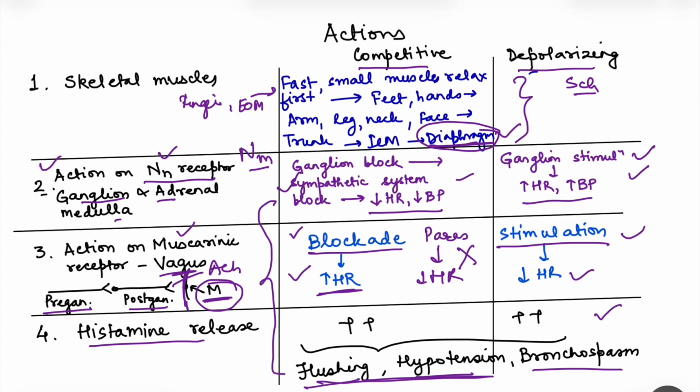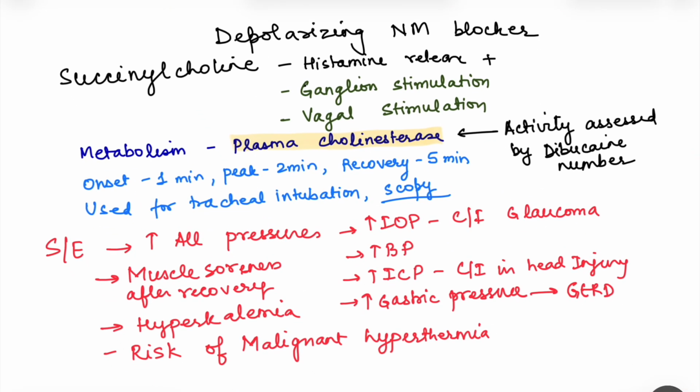If ganglion block is there but parasympathetic block is not there, then there will be decrease in heart rate. So it is by the combination of the actions on ganglion, parasympathetic system and with histamine release, there is action on the cardiovascular system, right? Now coming to individual drugs. So first we will talk about the depolarizing neuromuscular blocker, that is succinylcholine.